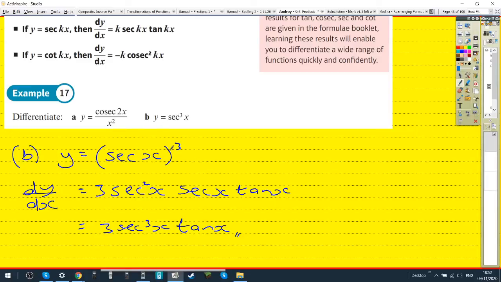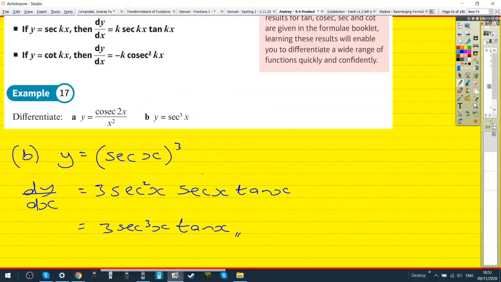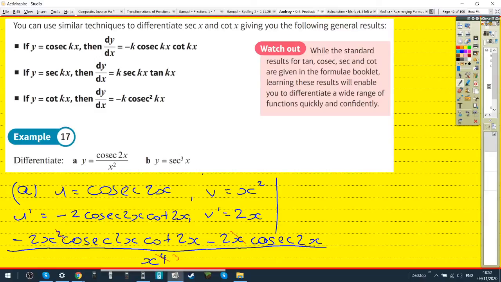So the derivative of this thing is 3 sec squared x, and then it's times the derivative of sec x, which is sec x tan x. Looks like it. 3 sec cubed x tan x. Yep, that's it. Any questions about either of those?